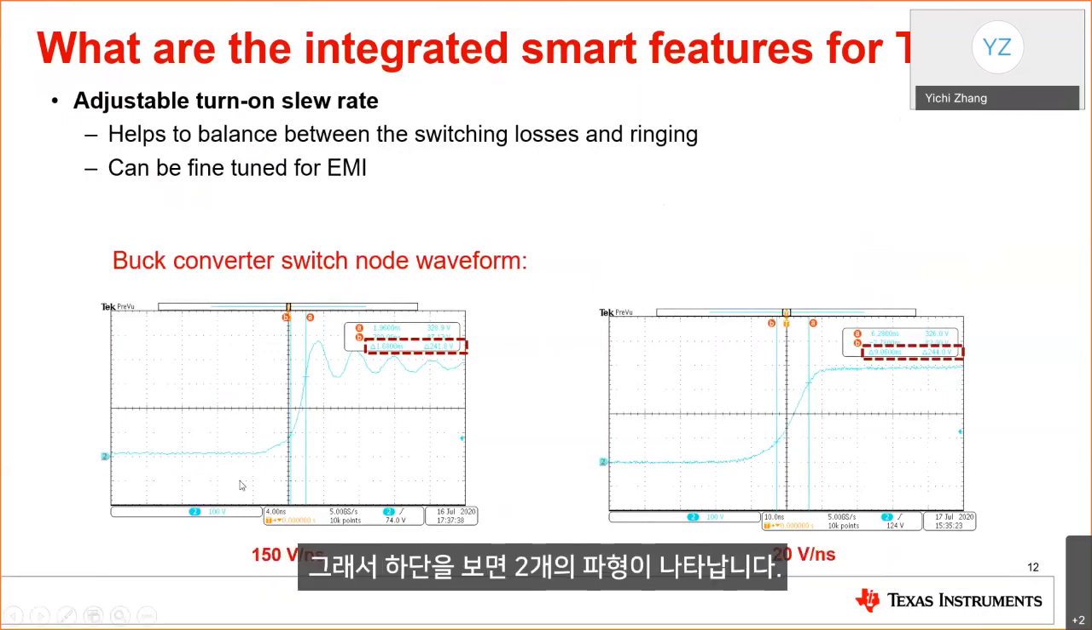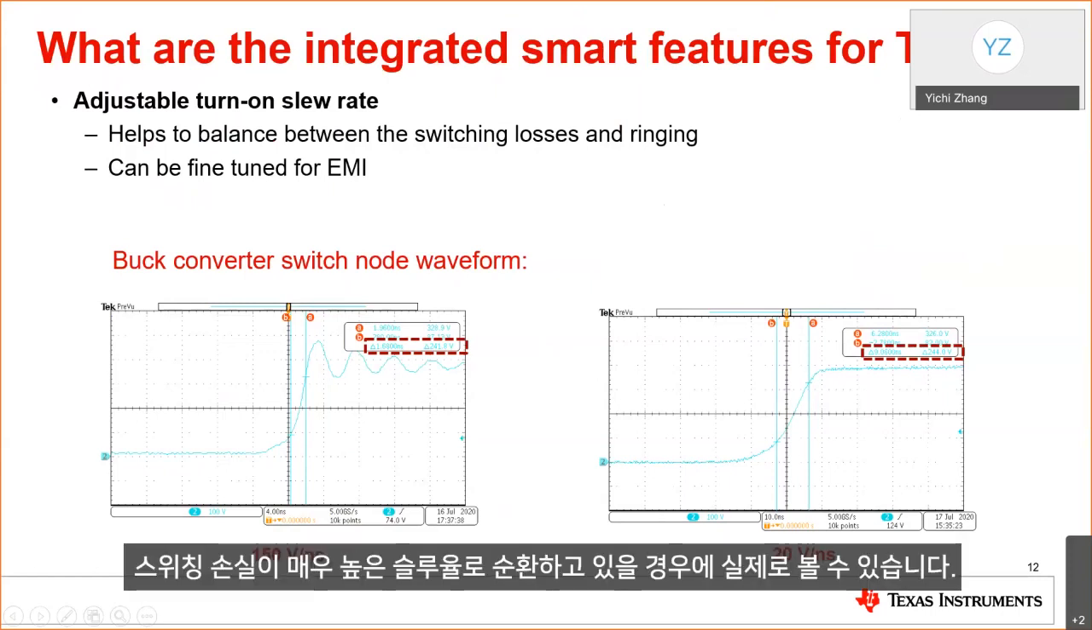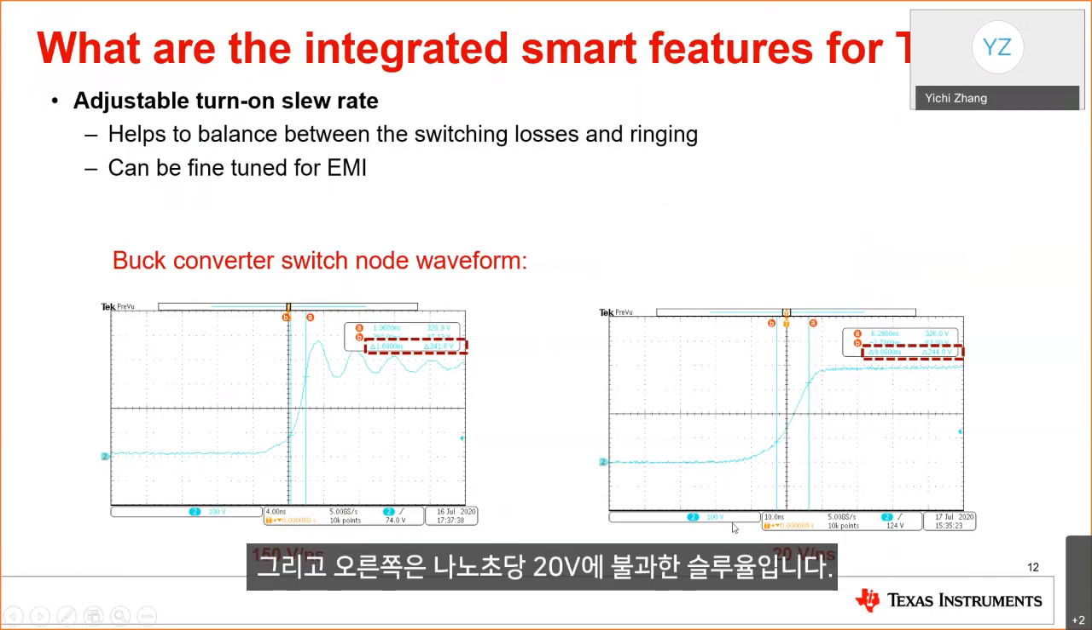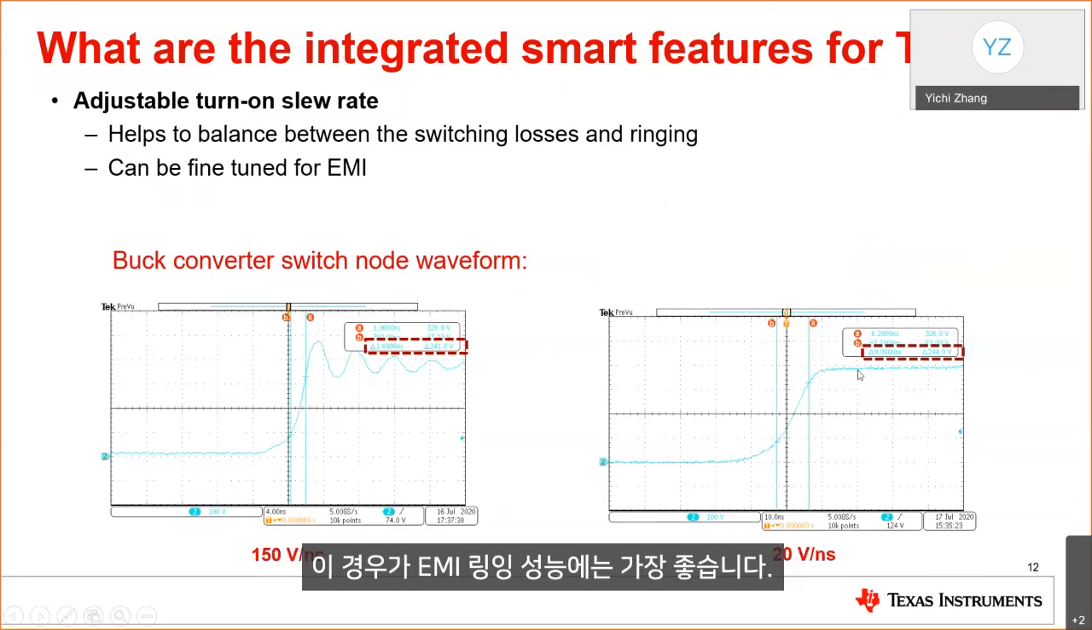As you can see on the bottom, we have two waveforms. One is our device tuned at 150 volts per nanosecond. This is the maximum slew rate, where you can save your switching losses by going with a very high slew rate. And on our right is a waveform with only 20 volts per nanosecond slew rate. This is a very low slew rate where you don't see any overshoot or ringing. This is best for EMI and ringing performance.